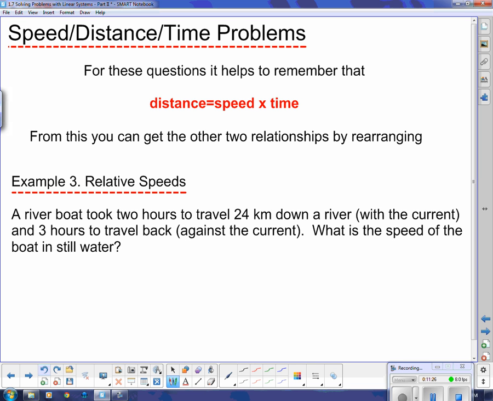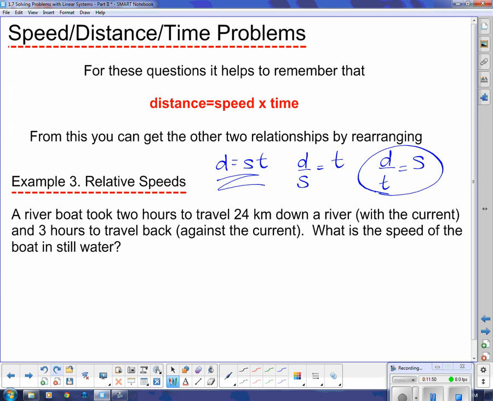So from this, you can get two other relationships by rearranging. If we know that distance equals speed times time, I can rearrange and divide both sides by s and get distance over speed equals time. Or if I go back to the original and divide both sides by t, I get distance over time equals speed. And that's the one that I usually remember, that distance over time equals speed.